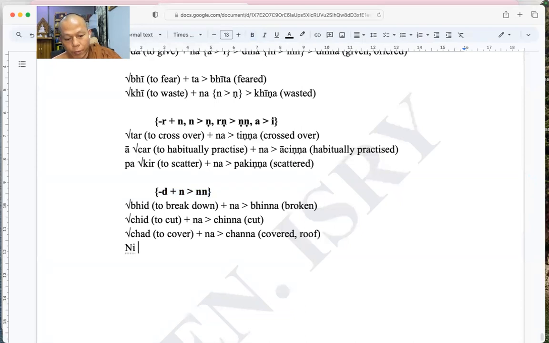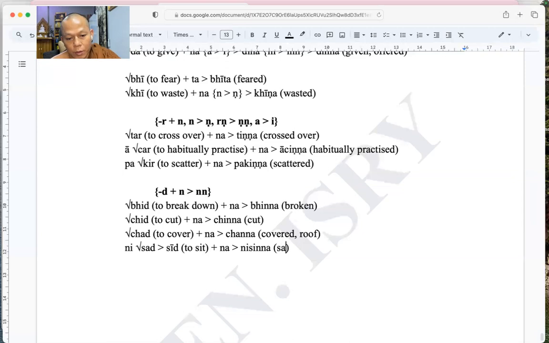So ni prefix, root is sad, so to sit. Okay. But in this case, firstly, this root sat is changed to sīd. Okay. And then da becomes na. So we have nisīdana. Okay. Nisīdana. So this process: da becomes na.